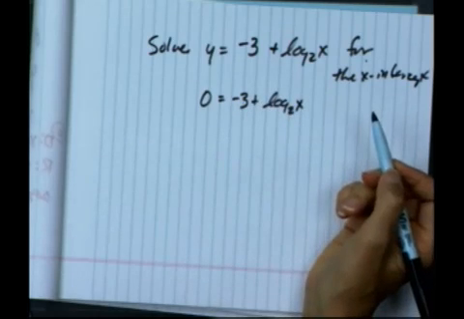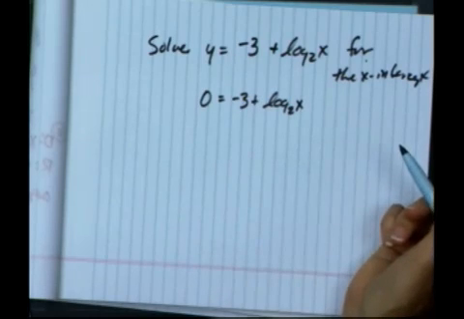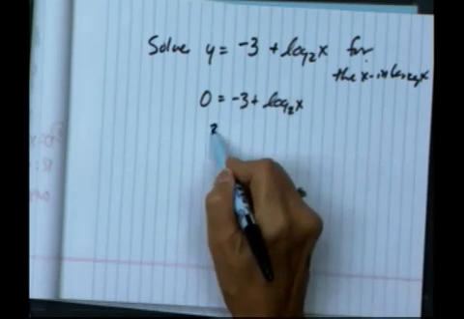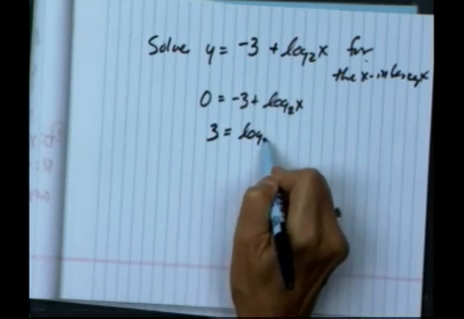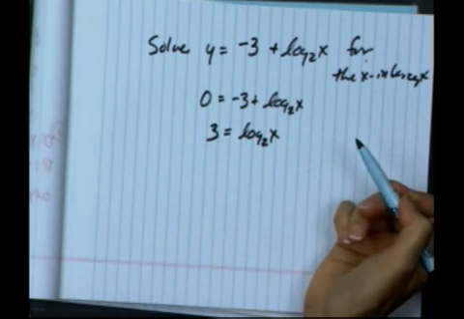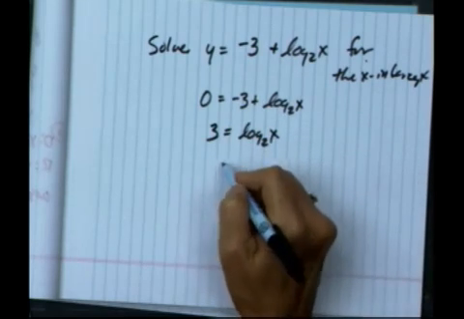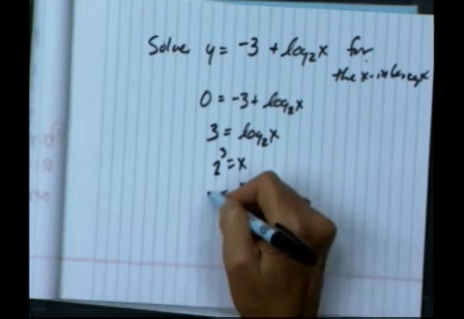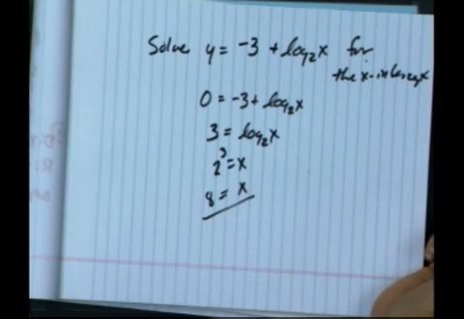Okay, now we got to solve for x. What's the next step? Get the term with the x on the side by itself. So we get 3 equals log to the base 2 of x. And now what? Convert to exponential form. 2 cubed equals x. So x is equal to 8. So we know the x-intercept right away.